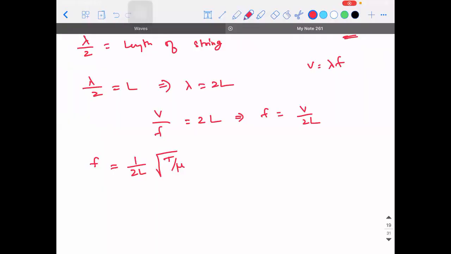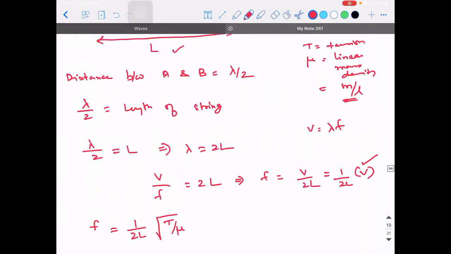Yes, sir. Right. Now, this frequency which is getting generated. Sir, how did you write 1 by 2L in front of the root? In the place of V, I substituted root of T by mu.